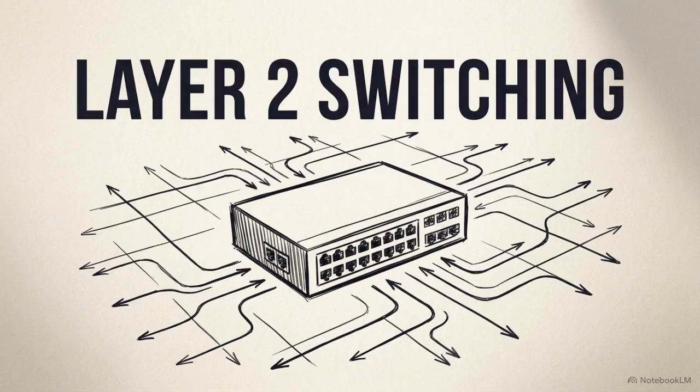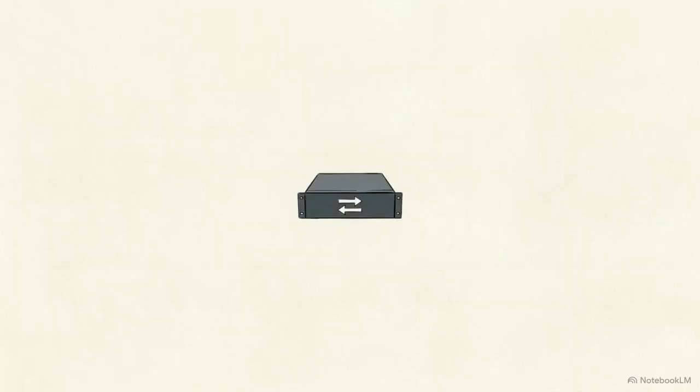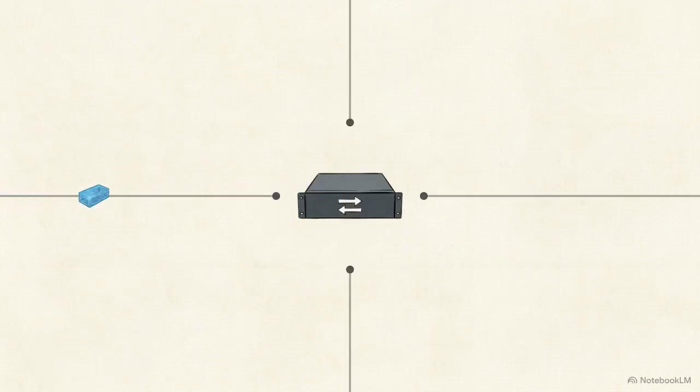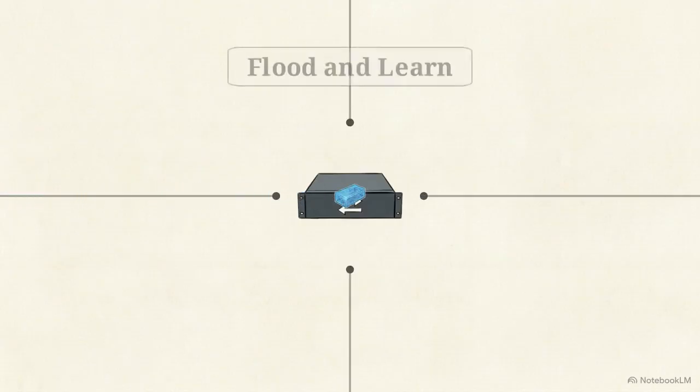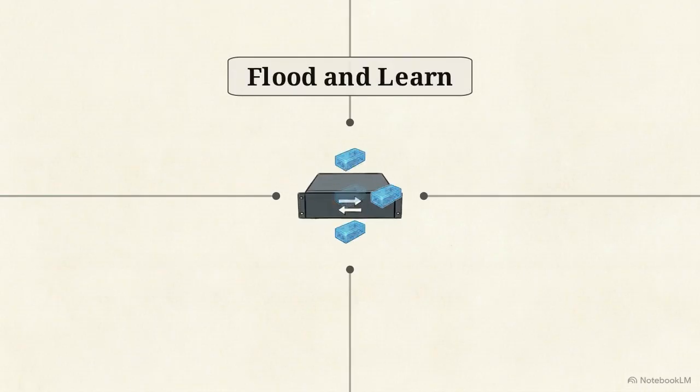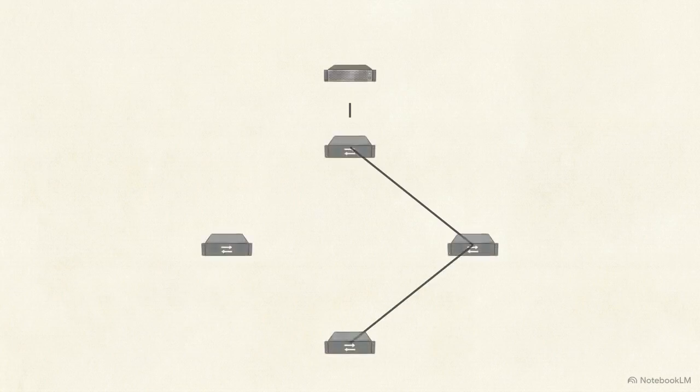To understand the mechanism behind this, we have to look at how Layer 2 switches operate. When a switch receives an Ethernet frame bound for an unknown destination, it uses a mechanism called flood and learn. It copies that frame and sends it out of every single port except the one it arrived on. Let's apply that behavior to a closed-loop topology of 4 switches.